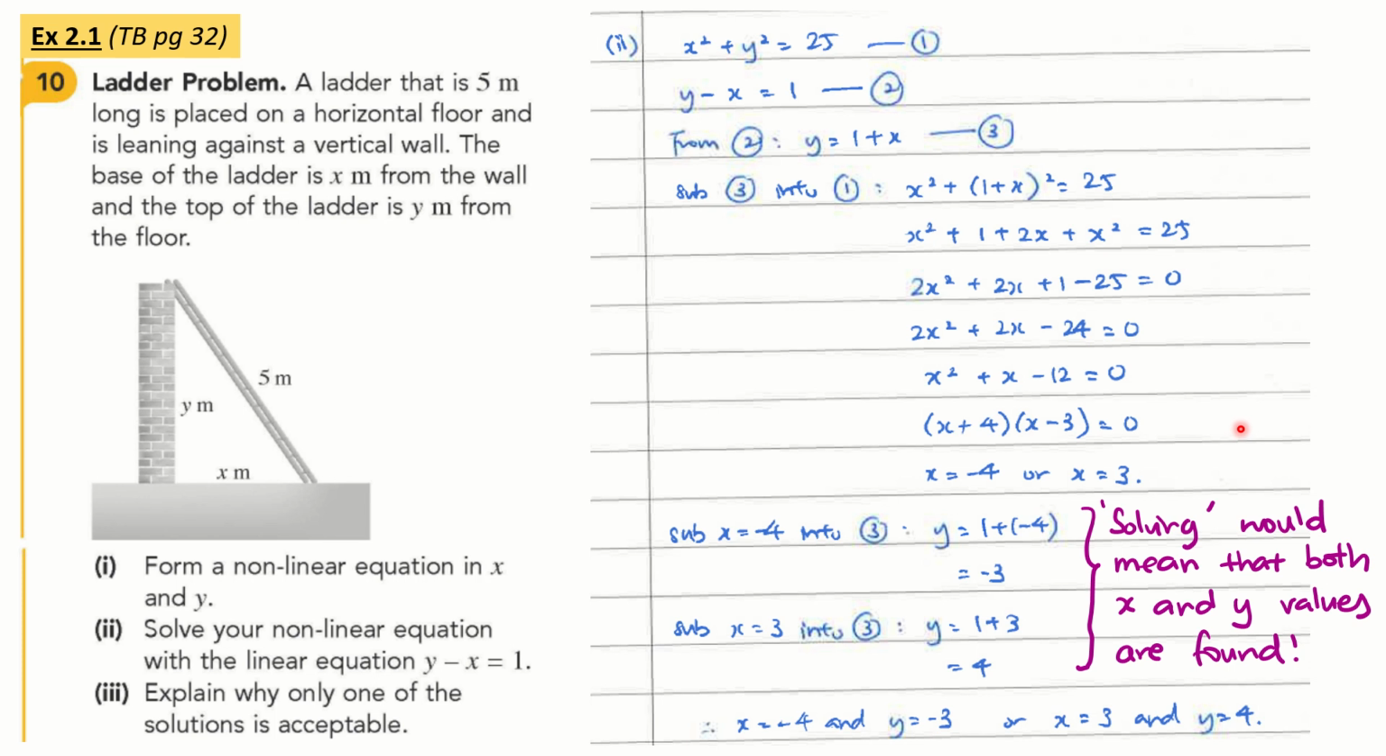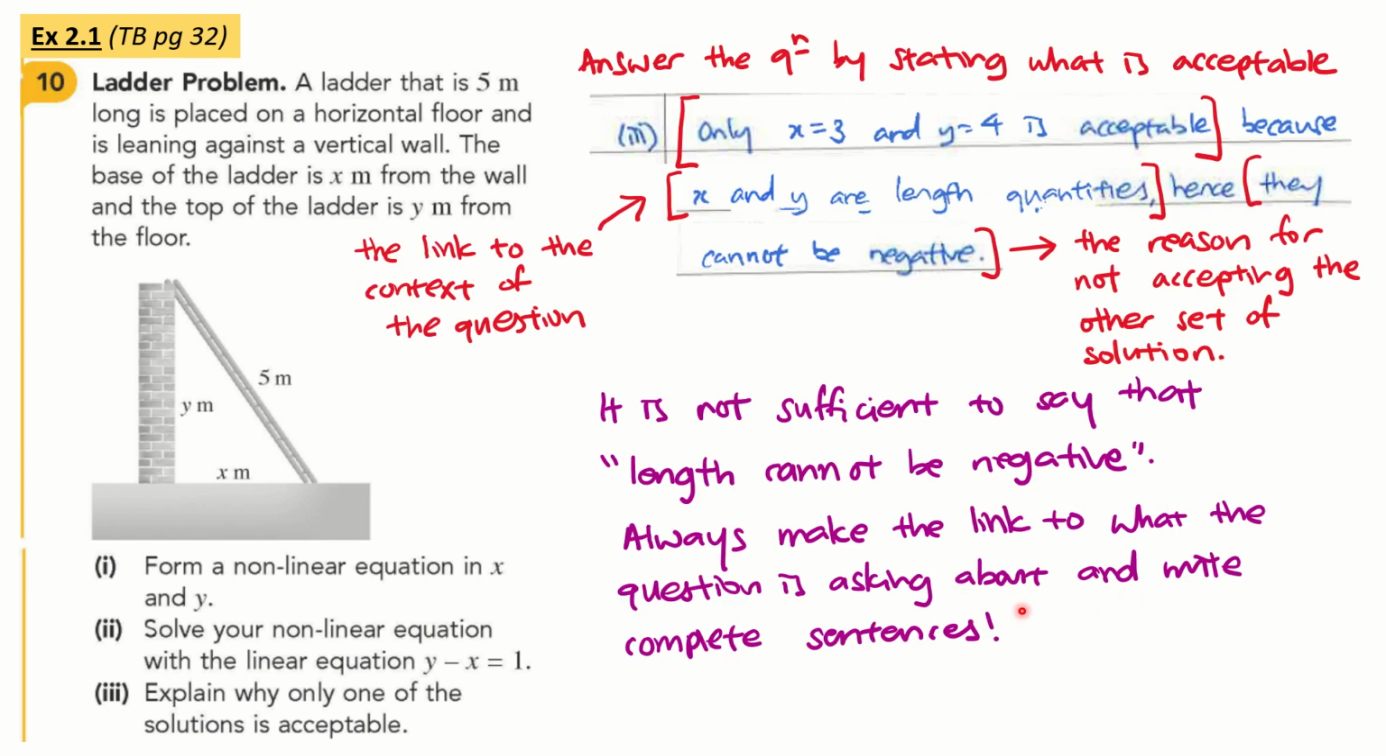Then moving on to part 3. The question says, explain why only one of the solutions is acceptable. Okay, I want to point your attention to this sentence that I've written in purple first before trying to explain my answer over here. Many of you are just writing down for me length cannot be negative. I am very clear that length cannot be negative. Likewise, I believe all of us are very clear about length not being able to be negative in value.